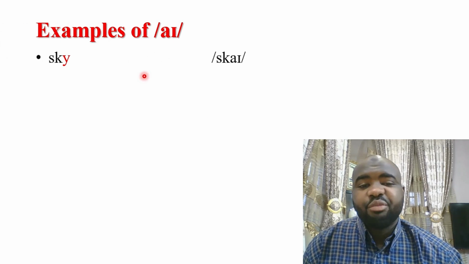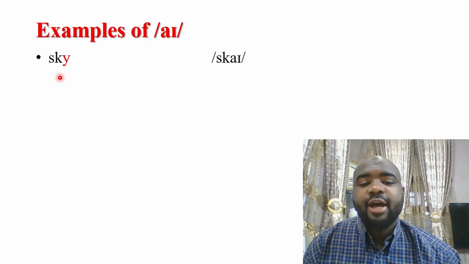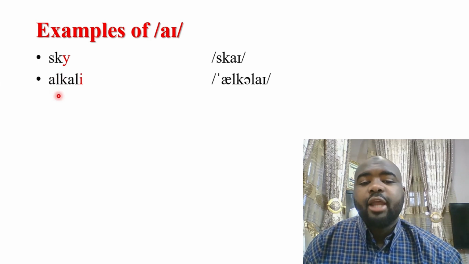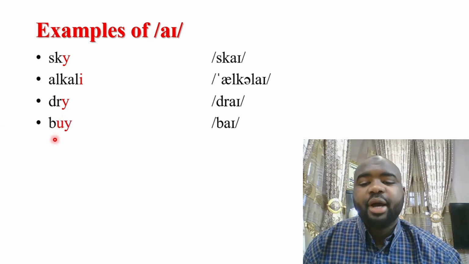The next example is the vowel diphthong A, E, I sound. I, as in sky, alkali, dry, buy, by, tie, pie.